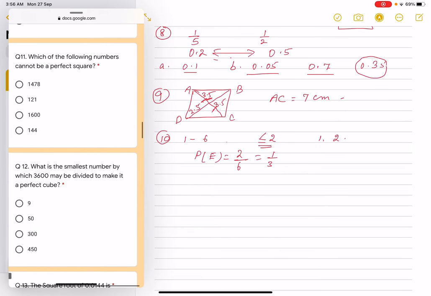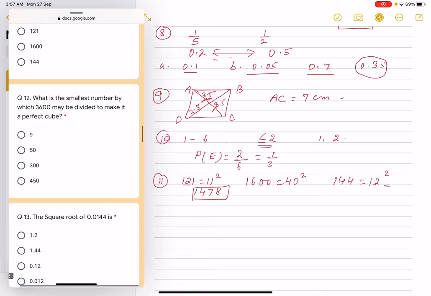Now, which of the following numbers can't be a perfect square? Just check the numbers. We can check from the digit in the ones place also. We know that a number that ends with 8 is not a perfect square. Or you can see, 121 is 11 square, 1600 is 40 square, and 144 is 12 square. All these numbers we have already done. So the only option left, which is not a perfect square, is 1478. That is, the first option will be correct.